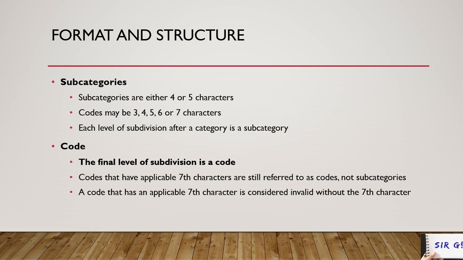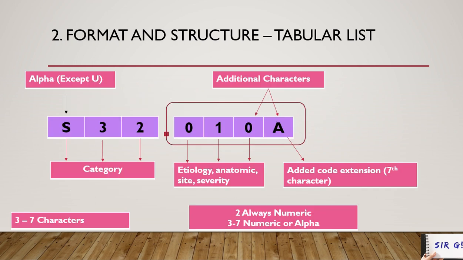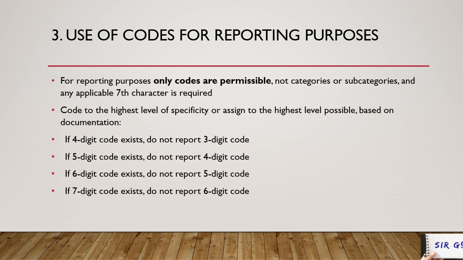But guys, not all codes require 7 characters, but there are certain codes that require a 7th character. So how would you know that that code or that category or that subcategory requires a 7th character? There is an instructional note right below that category or subcategory that you need to have 7 characters. So your 7th character is always a letter. It's alpha.